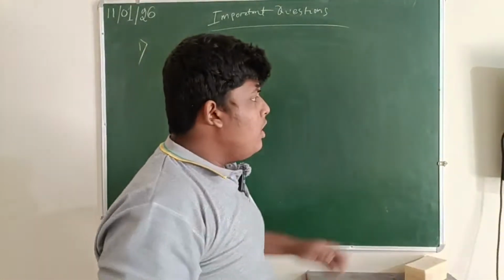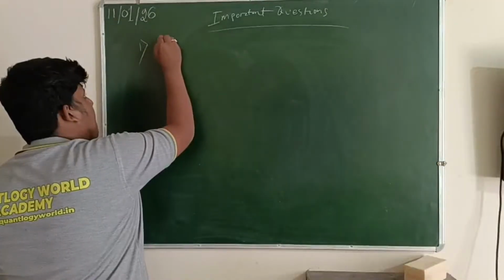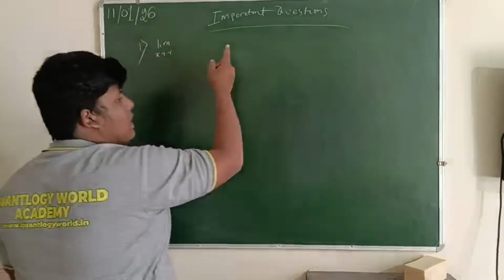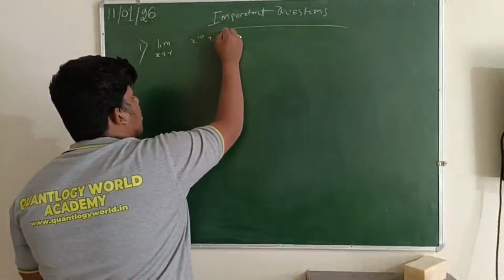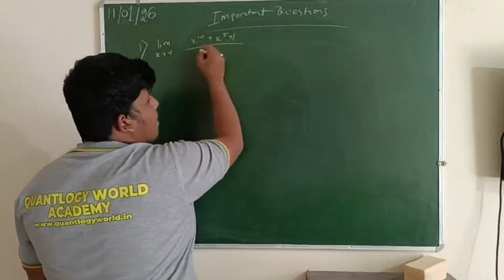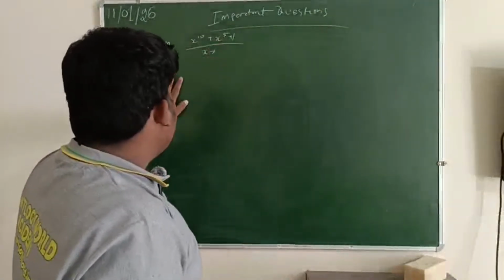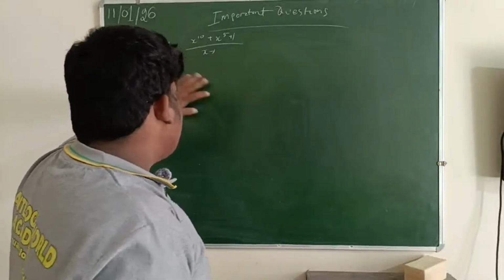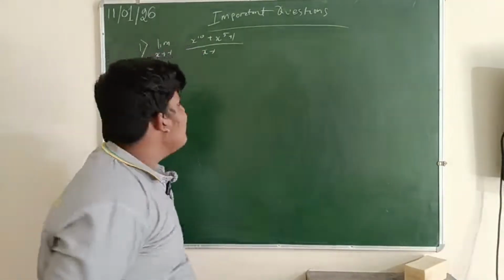First question. The first question is limit x tends to -1 of (x to the power 10 plus x to the power 5 plus 1) by (x minus 1). In this question, it is given that limit x tends to -1, and the equation is x to the power 10 plus x to the power 5 plus 1 by x minus 1.